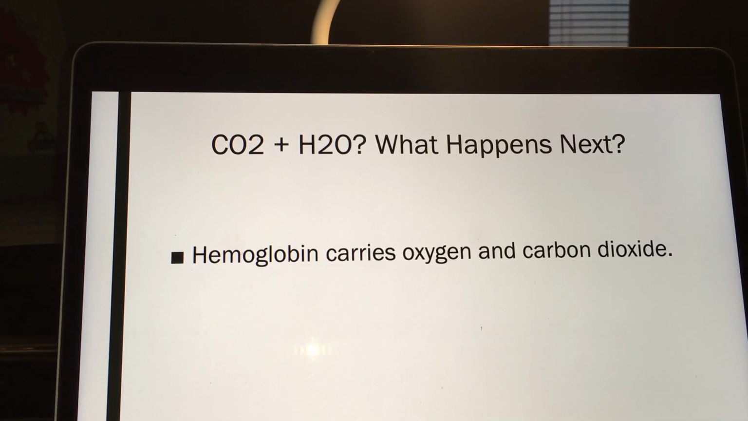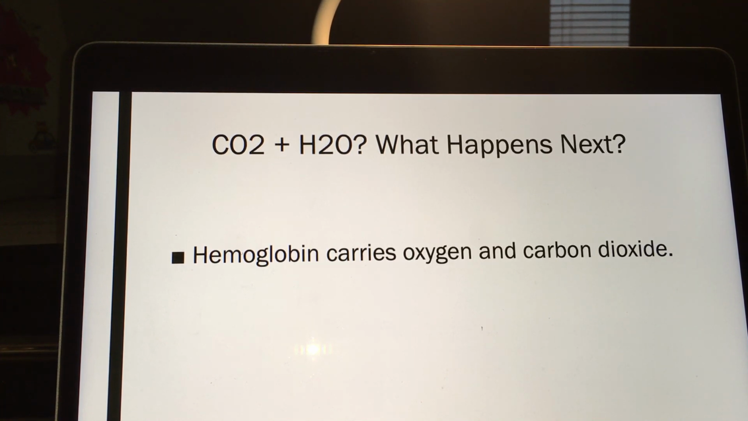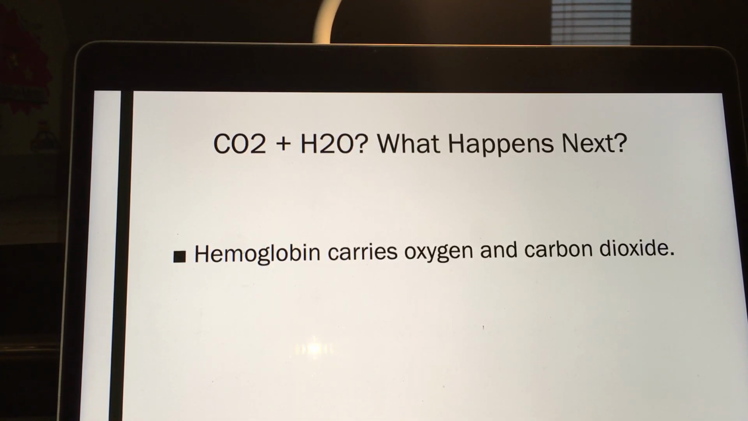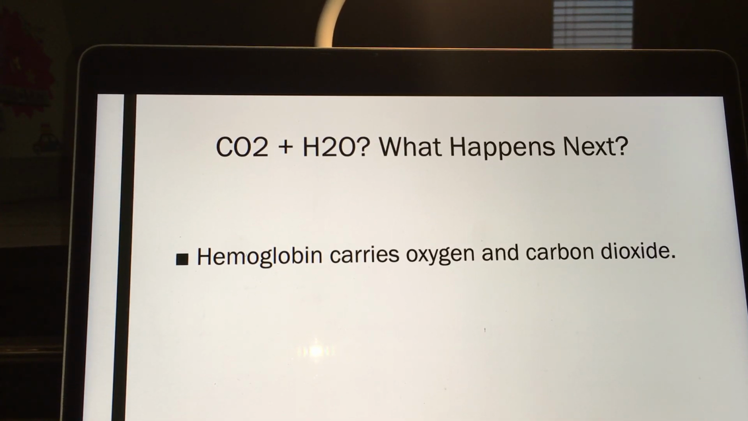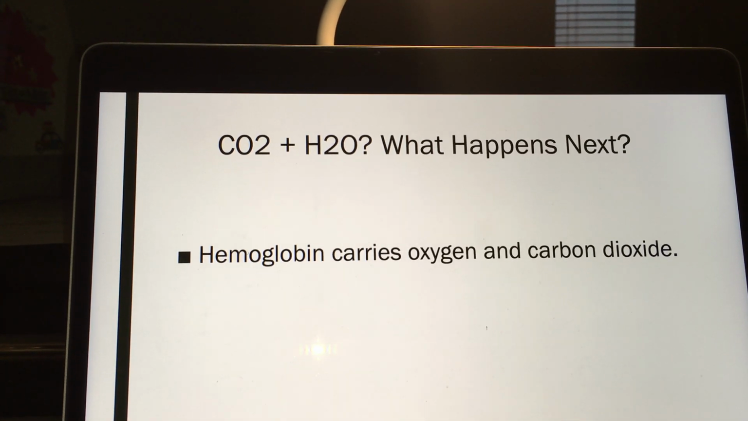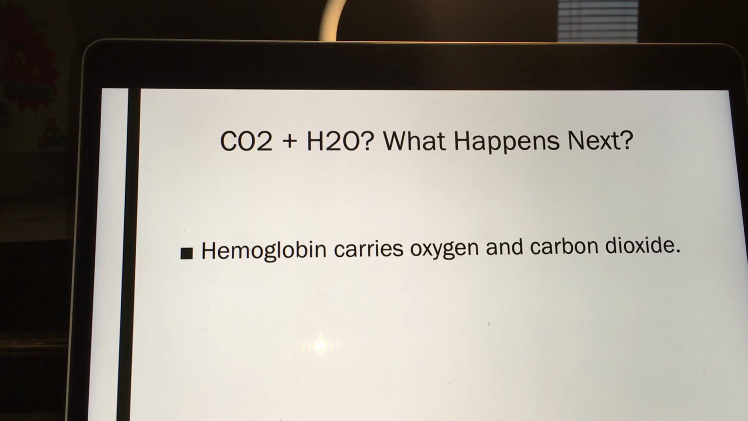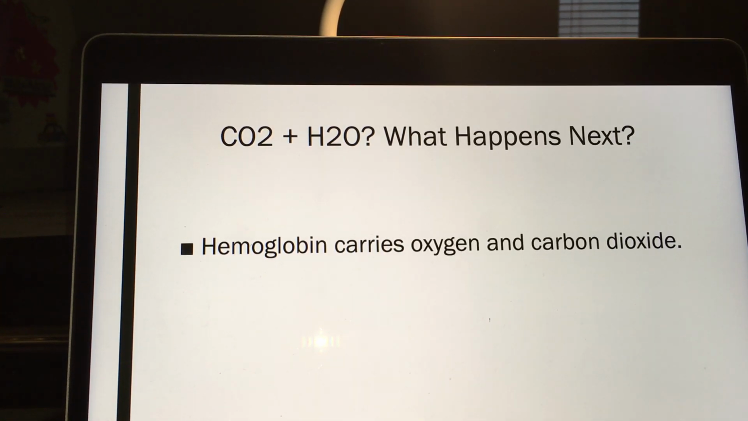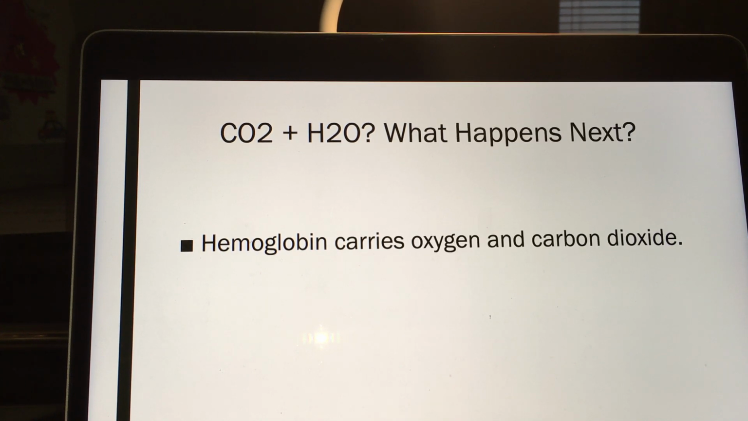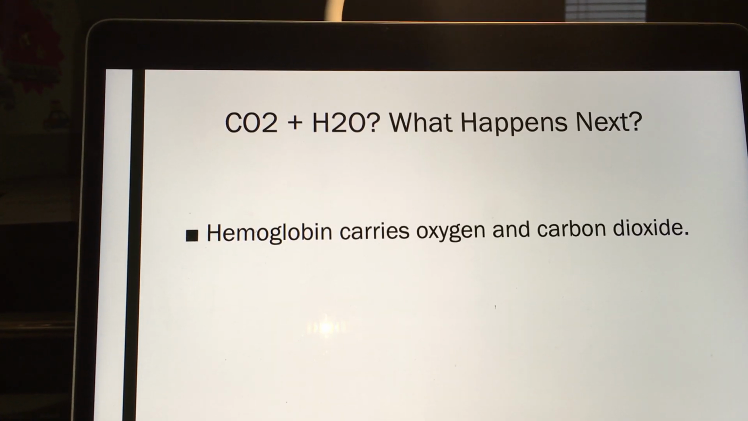Carbon dioxide is then transported in the blood in the form of bicarbonate ions. The conversion of carbon dioxide into carbonic acid, which dissociates into bicarbonate and hydrogen ions, is catalyzed by an enzyme called carbonic anhydrase. Then the bicarbonate ions diffuse into the plasma to be exchanged with chloride ions. The hydrogen ions bind to hemoglobins that have released oxygen.